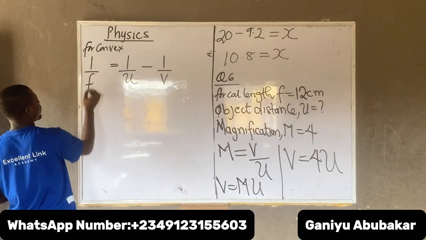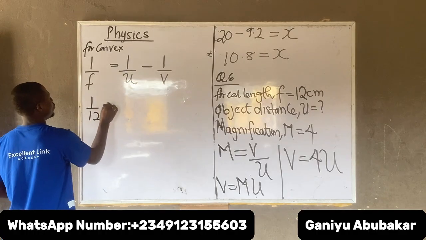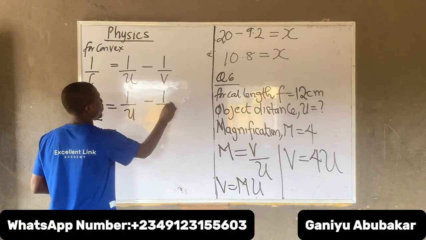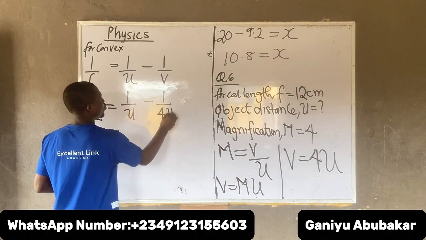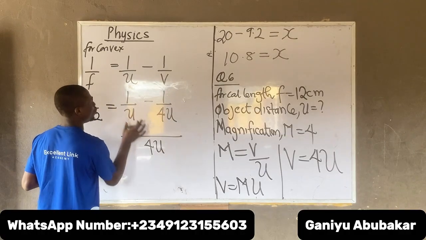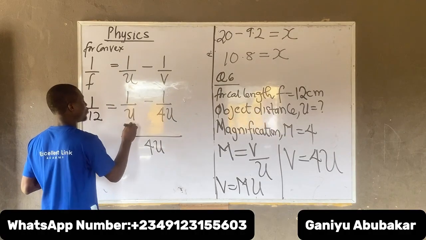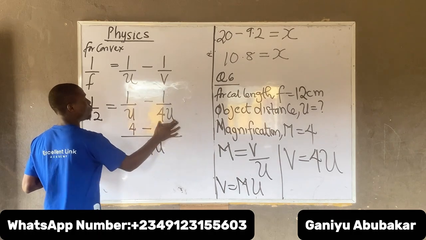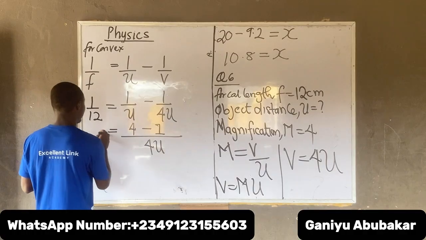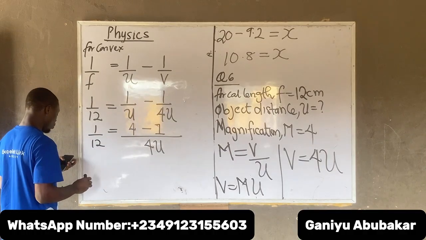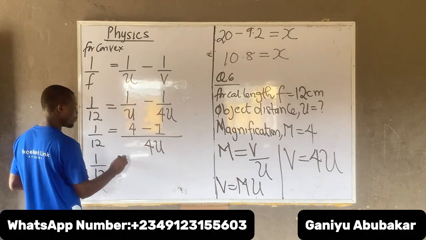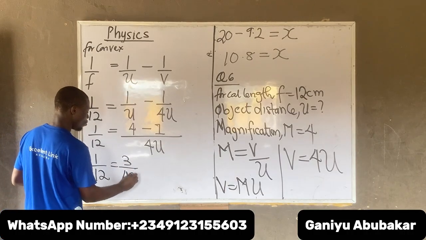So it means that 1 over f, that is 1 over 12, is equal to 1 over u, where u is unknown, minus 1 over v. V is 4u. My LCM here is 4u. So 4u in u gives you 4, 4 times 1 gives you 4, minus 4u in 4u is 1, 1 times 1 gives you 1. So 1 over 12 will be equal to 3 over 4u.